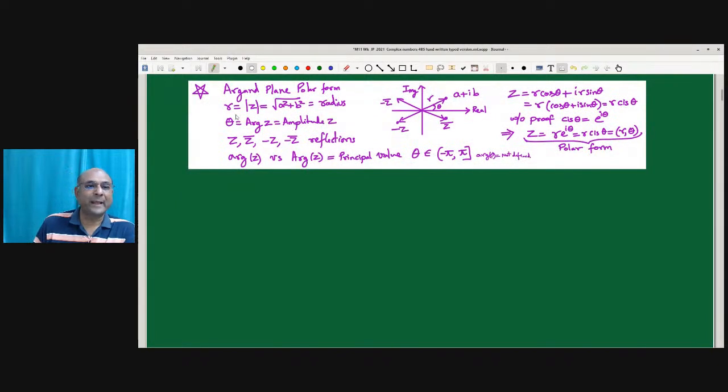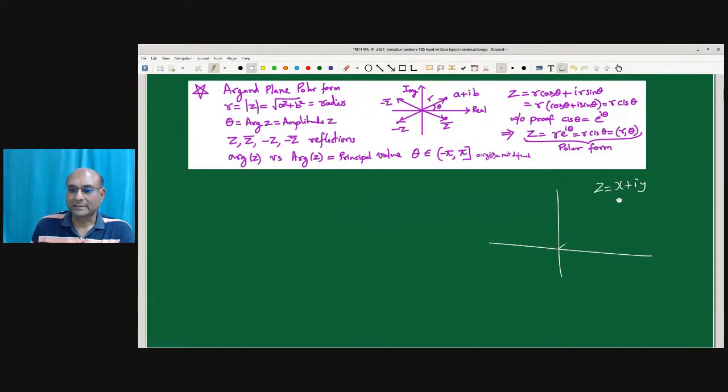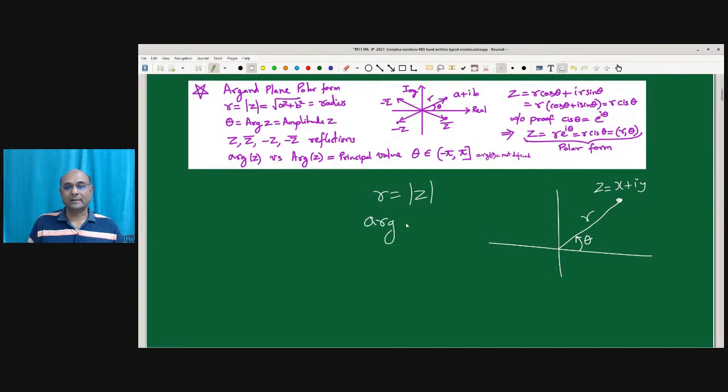So, if you look at the Argand plane, you already know that complex numbers are points on the Argand plane, right? x plus iy. This is r. r is equal to modulus of z. The angle with the x-axis is theta. We call this the argument of z, theta.